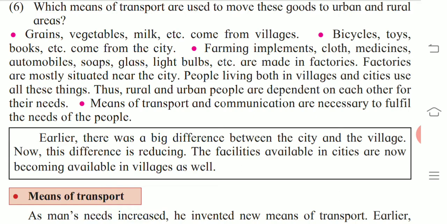Means of transport and communication are necessary to fulfill the needs of the people. Earlier, there was a big difference between the city and the village. Now, this difference is reducing. The facilities available in cities are now becoming available in villages as well.